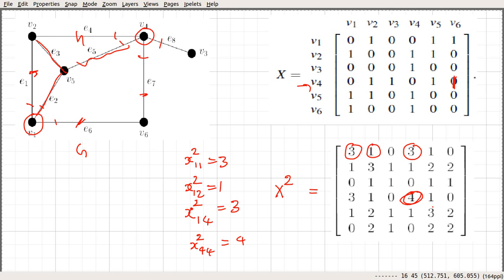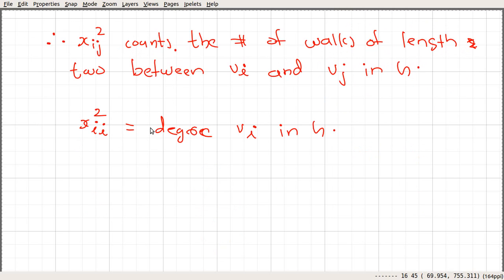Similarly, you can also see that this entry x55² is 3. That says the degree of vertex 5 is 3: 1, 2, 3. So xii², that is exactly equal to the degree of vi in G.